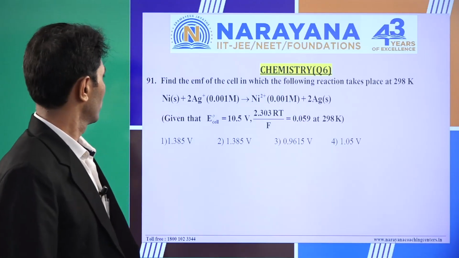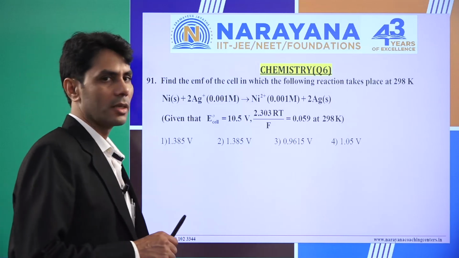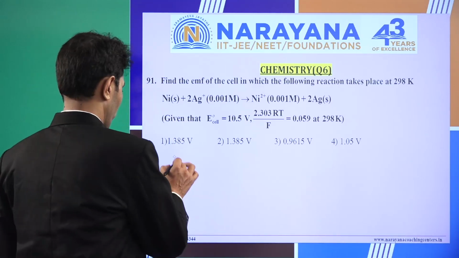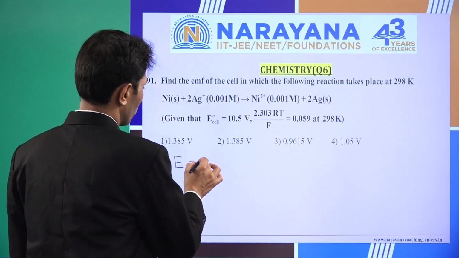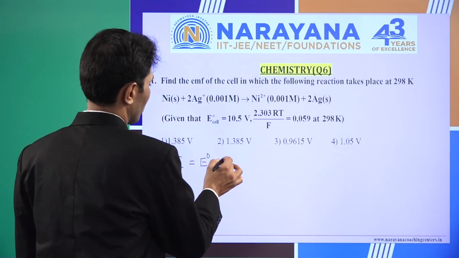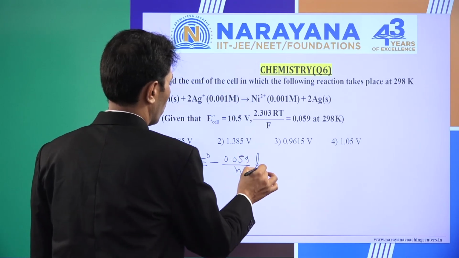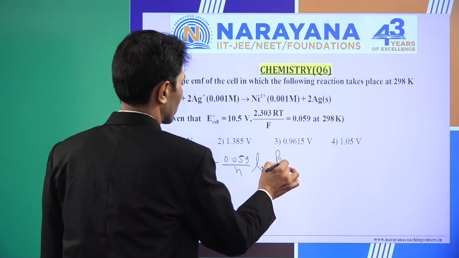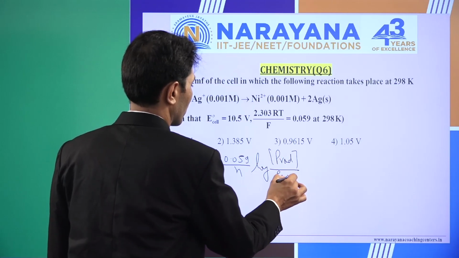So student, next question is 91st. We are supposed to find out the E cell in this question. So first of all, what is E cell? Already reaction is given. So E cell is equal to E naught cell minus 0.059 divided by n log the concentration of products divided by the concentration of reactants, right?